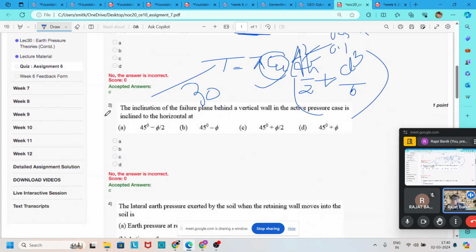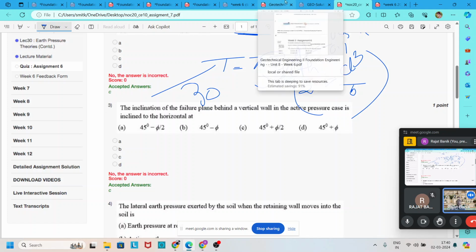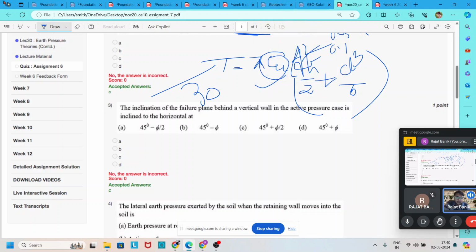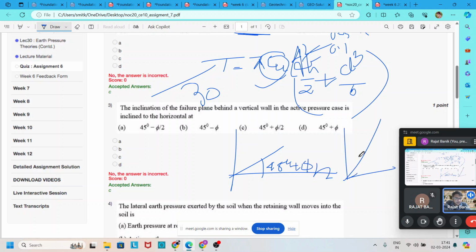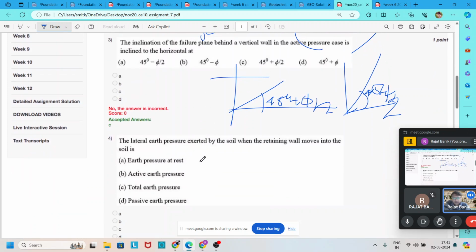Then in the third question it is said that the inclination of the failure plane behind the vertical wall in the active pressure case is inclined to the horizontal at a... We know that for the active case the failure plane makes an angle with the horizontal of 45 degree plus phi by 2, and for the passive case it makes an angle with the horizontal of 45 degree minus phi by 2. So our correct option is option C, that is 45 degree plus phi by 2. We can also prove this by Mohr circle, and also by a pole triangle.